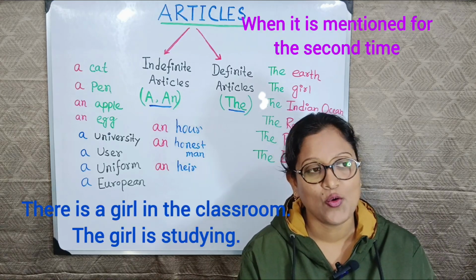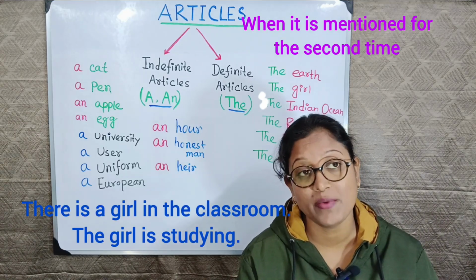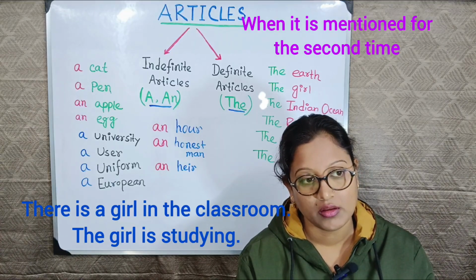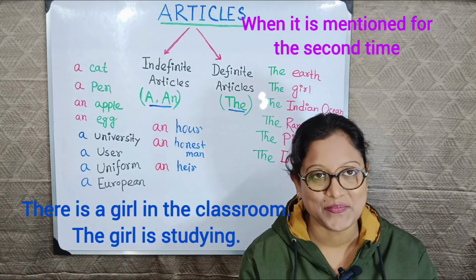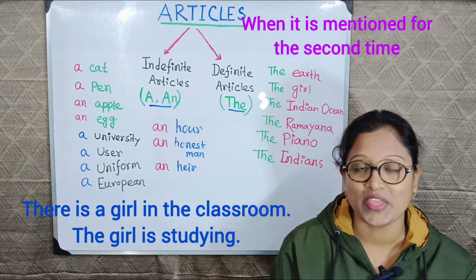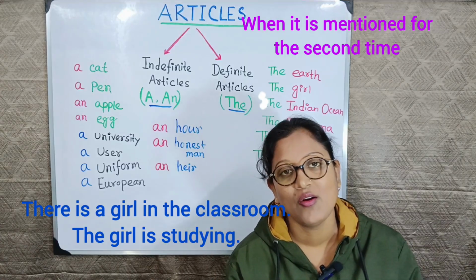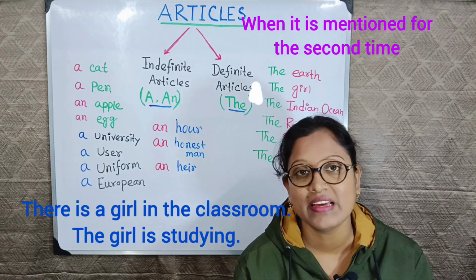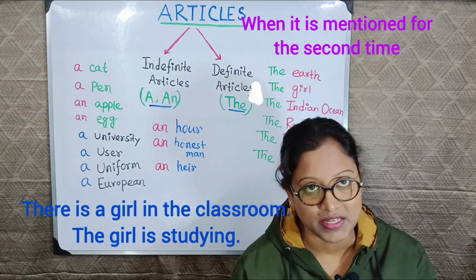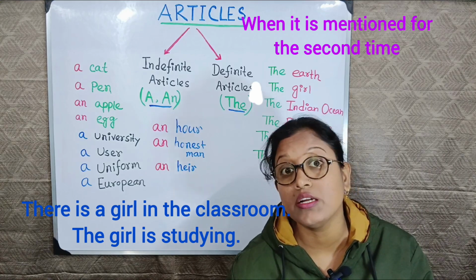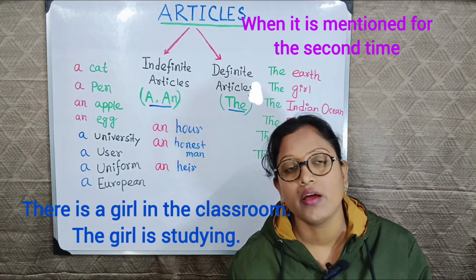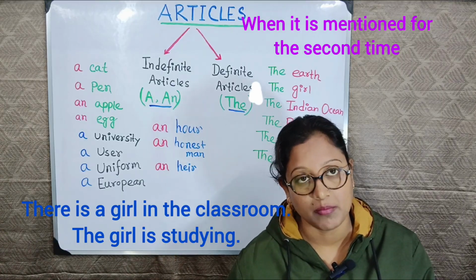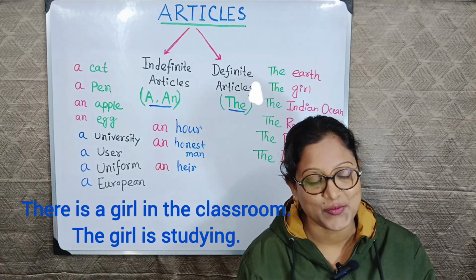Next, number 2. Before a noun which has been mentioned for the second time or which has been defined by mentioning it a second time, like, there is a girl in the classroom. Second sentence, the girl is studying. There is a girl, first sentence, a girl, right? The girl is, so it is the girl. The is defining the girl the second time. The girl is studying, isn't it?